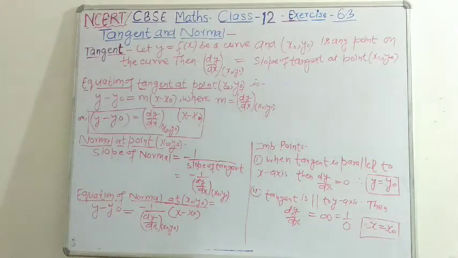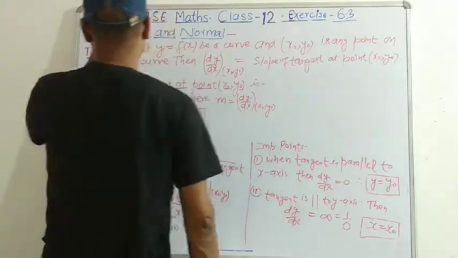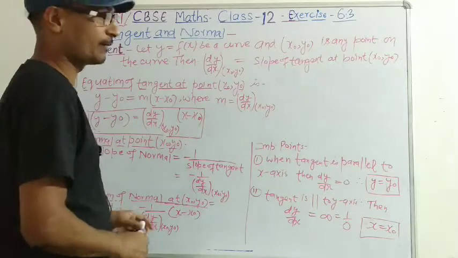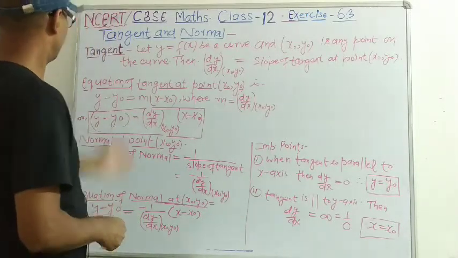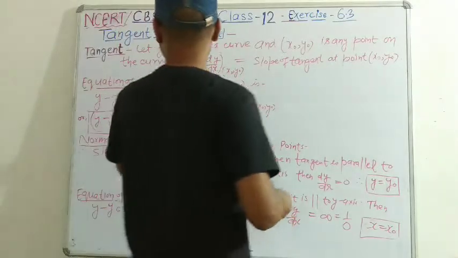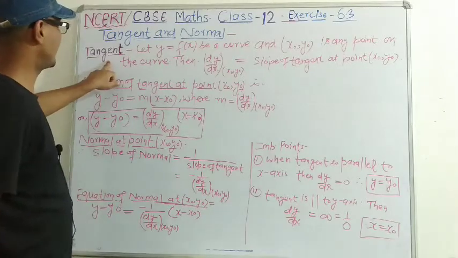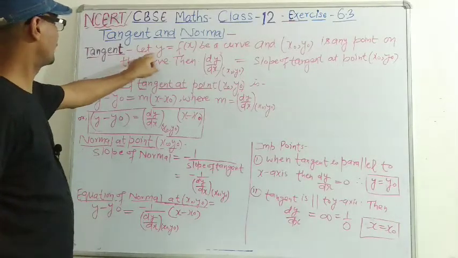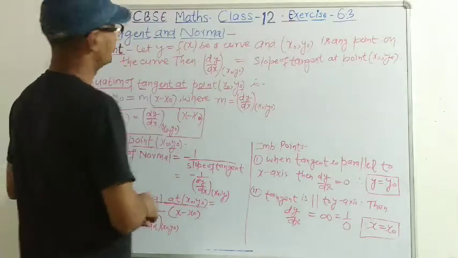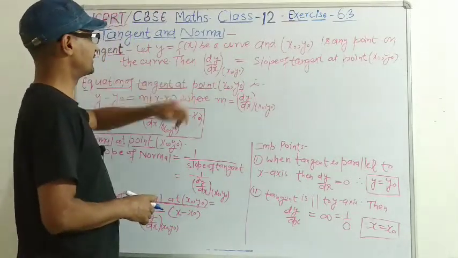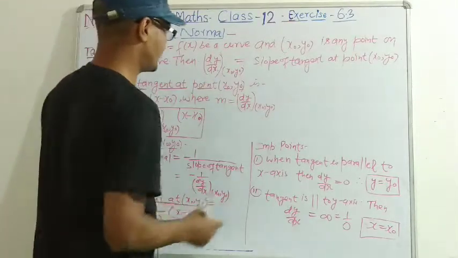Dear students, today we are going to study exercise 6.3, and the topic is tangent and normal. First, you see what tangent and normal are, and all the formulas are given here. Tangent क्या होता है? Let y is equal to f(x) be a curve and (x0, y0) is any point on that curve. Then dy by dx at this point (x0, y0) is equal to the slope of the tangent, also we say it is tan theta.